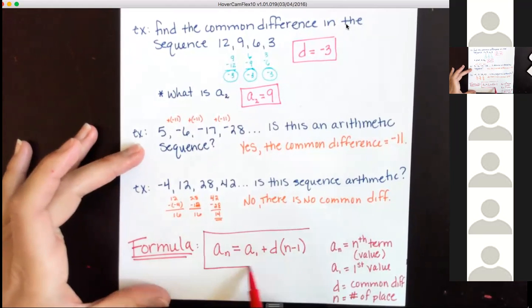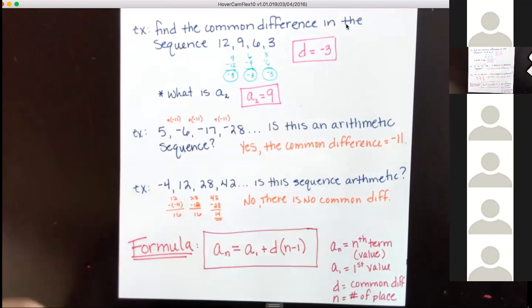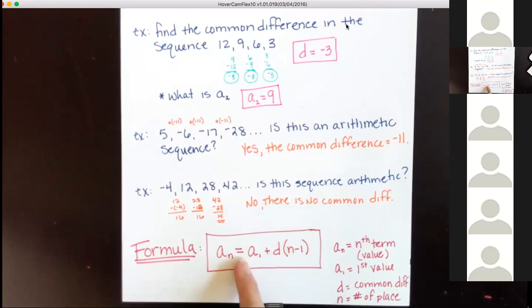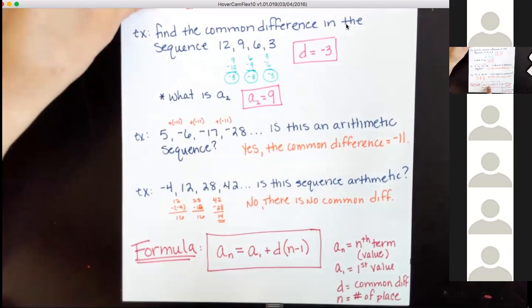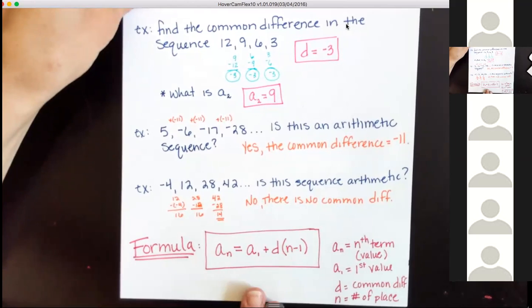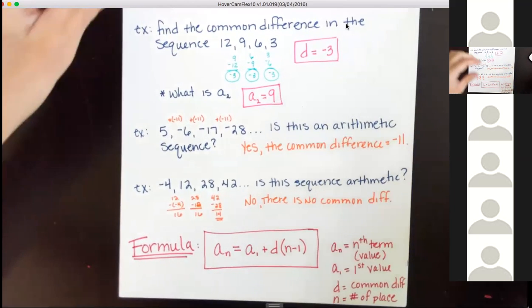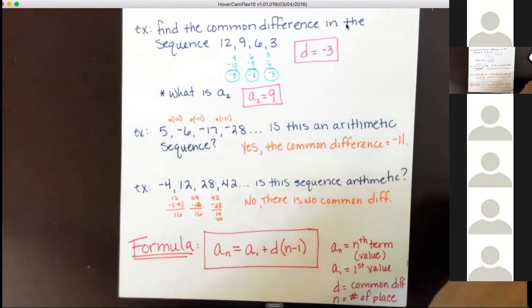I will tell you that if you reference the book pages in your Connect Ed, they go through a very lengthy description of using the point slope formula and linear equations to eventually get to this. I think you can see this is kind of like our slope intercept form, y equals mx plus b. But this is a heck of a lot easier, so we'll just cut to the chase with this one.